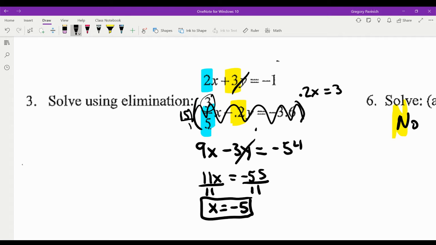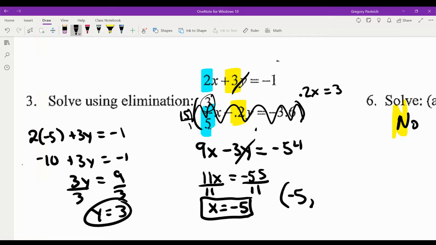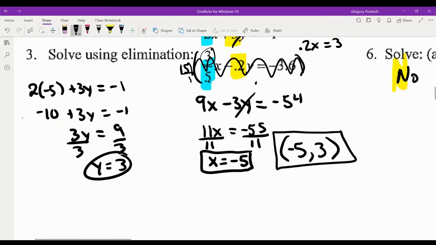So I'm going to plug this into the first one. So 2 times negative 5 plus 3y is 1, negative 10. I'm going to add my 10 over, and I'm going to get 9. y is equal to 3. So together they make the solution. If I input negative 5, both of these equations will output 3. And graphically they would intersect at negative 5, 3.